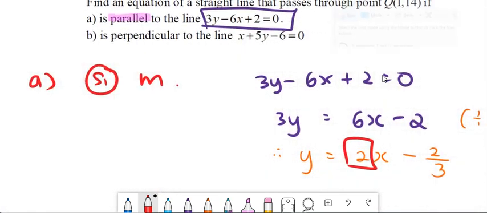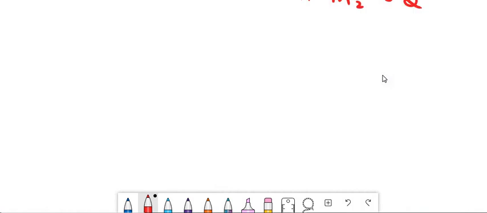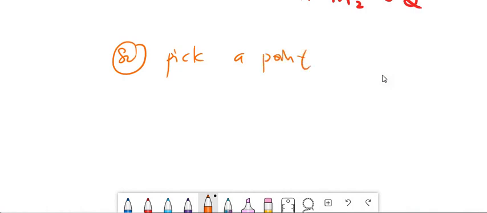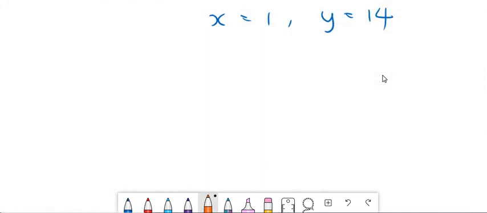Step 1 is all about the slope. Step 2, pick a point. So what is this point here? That is your Q, because the question already tells you. So from there, you highlight what is your X? 1. What is your Y? 14. Okay? So step 3, get your equation.